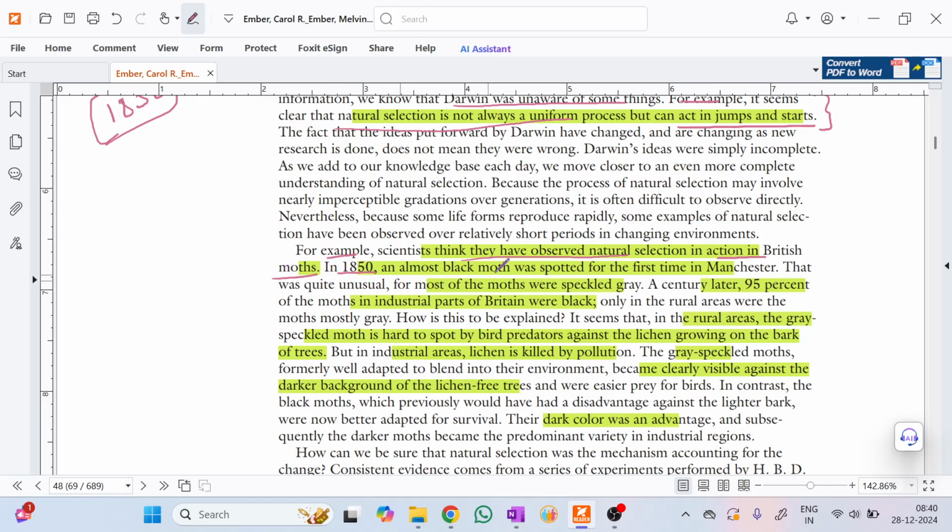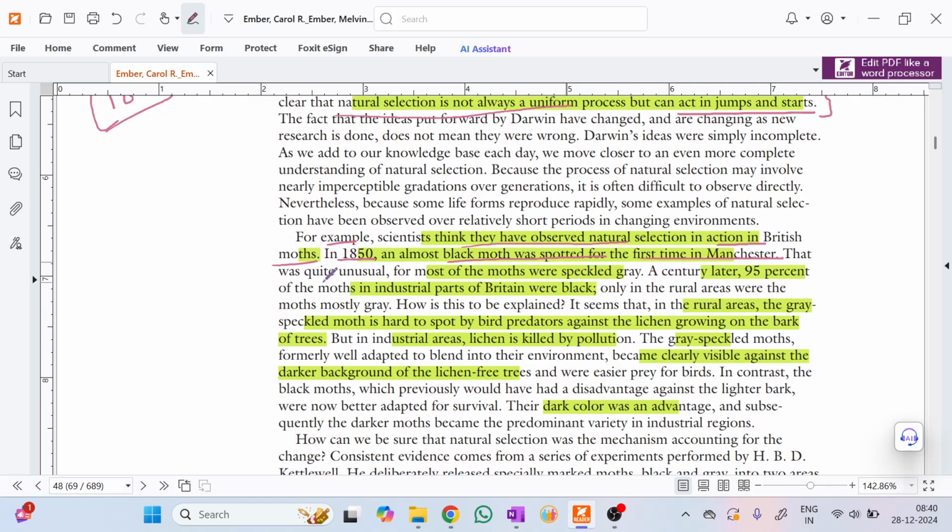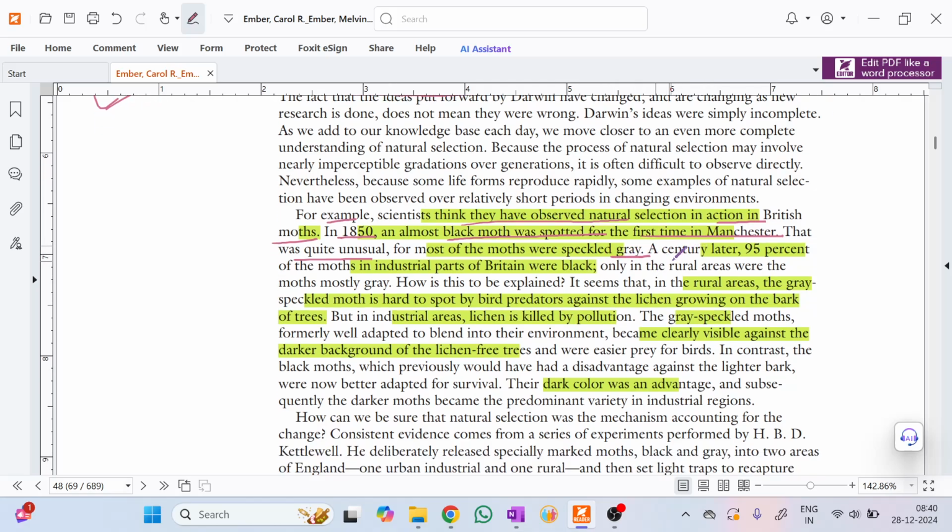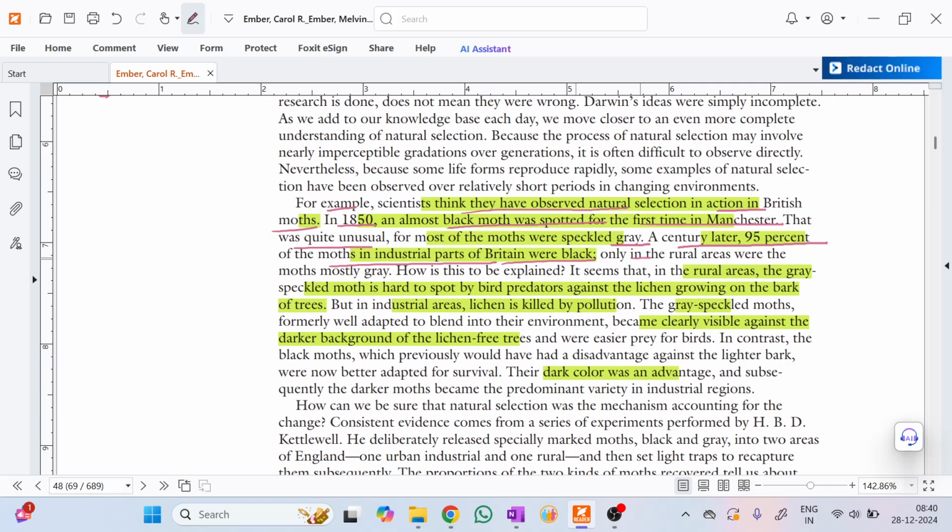In 1850, an almost black moth was spotted for the first time in Manchester, and it was quite unusual. Most of the moths were grey, speckled grey. A century later, 95% of the moths in industrial parks of Britain were black. Only in the rural areas could grey moths be seen.